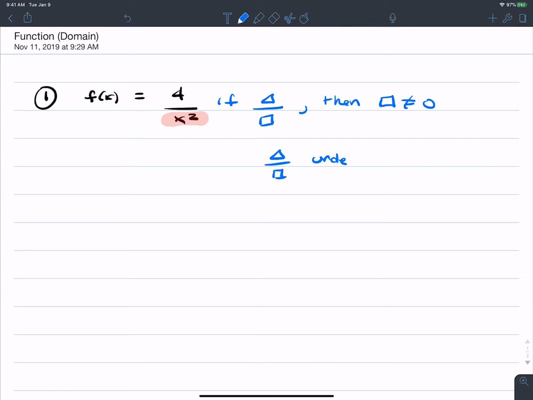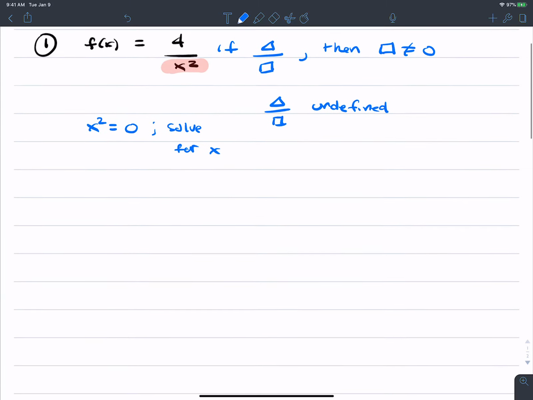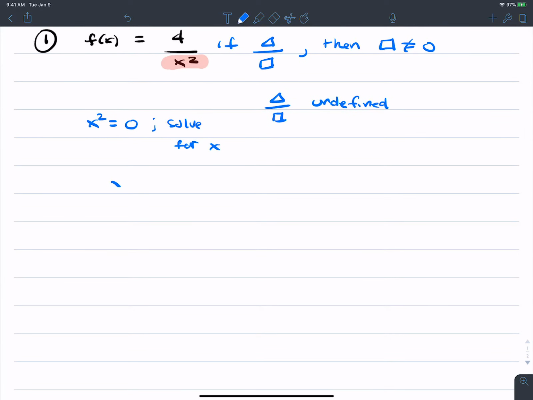This will be undefined. So by setting that denominator equal to 0, we get x squared equal to 0. At this point, we simply solve for x. Now, x squared equals 0, we can think of as a couple of things. We can say that implies that x is 0, because the only way we can multiply two numbers together and have it be 0 is if that number was 0, meaning 0 squared equals 0. So here's our solution for the equation.